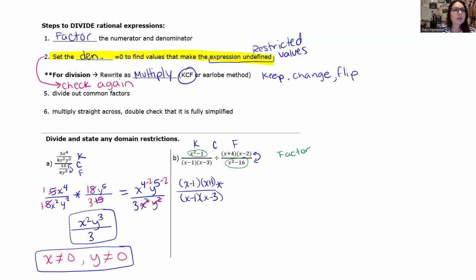I'm going to change the operation to multiply. And then I'm going to flip my second fraction, but as I flip it, I'm going to keep this the same. So that will be the denominator. But my new numerator, when I flip this up to make my numerator, again, this is a difference of perfect squares that turns into x plus 4, x minus 4. Or it could be in the opposite order. I could have x minus 4 and then x plus 4.